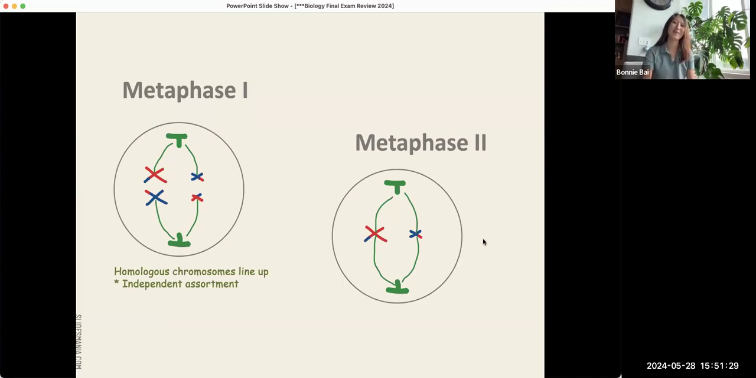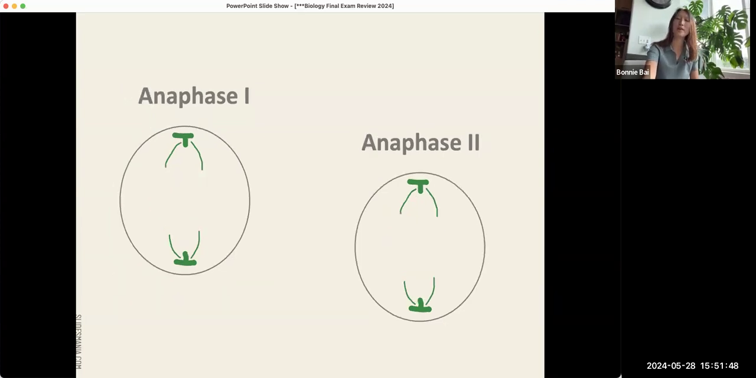I don't know how you can remember that backward, but verbally, using words, in a word question, if I said homologous chromosomes line up, or if it says independent assortment, those are all metaphase 1. If you see sister chromatids line up, that could be metaphase 2, or it could just be mitosis. Mitosis works just like meiosis 2, okay?